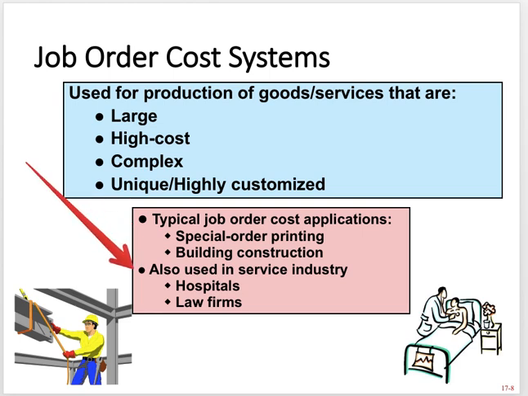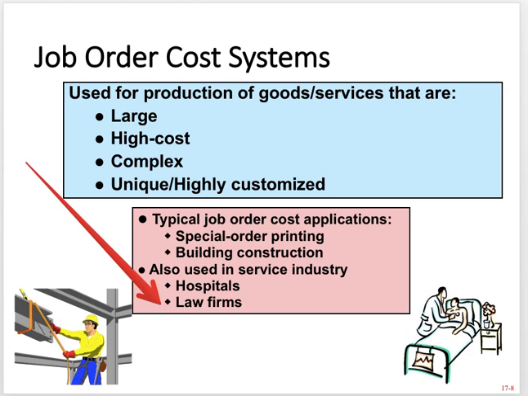Job order costing system is also seen in service industries where each customer gets a different type of service. So, for example, hospitals. Every patient has different needs, different medication. So you're going to charge them based on specifically what that particular patient needed.